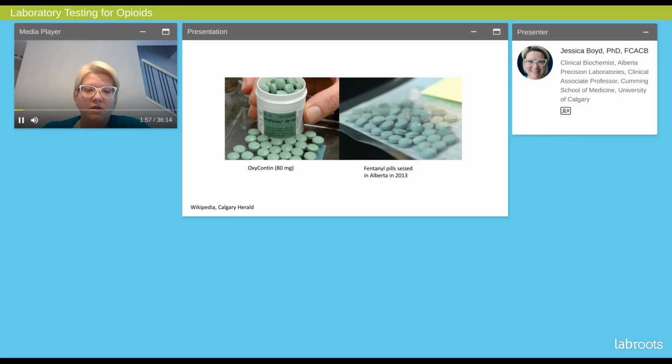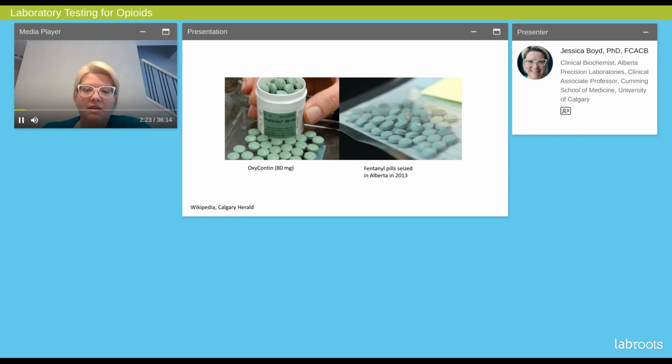Of course, this story started 3 or 4 years ago, when, particularly in Alberta here, for example, we started to see things like this show up in our illicit drug supply. So on the left-hand picture, we have a picture of what a normal OxyContin 80 milligram tablet would look like, and you can see it's green. It has an 80 stamped onto one side, or at least these are the ones that we get anyway.